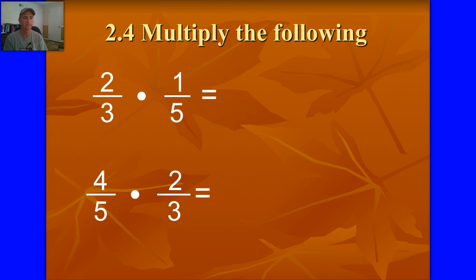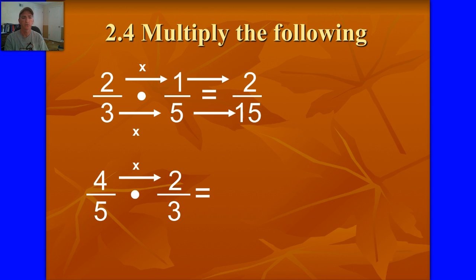2/3 times 1/5. Okay, going to multiply that. You just go 2 times 1. It's your new top number, 2. Same thing for the bottom numbers, 15. There it is. 2/3 times 1/5 is 2/15. The next one, 4 times 2, if you're working that bottom problem, 4 times 2 is 8. And 5 times 3 is 15.